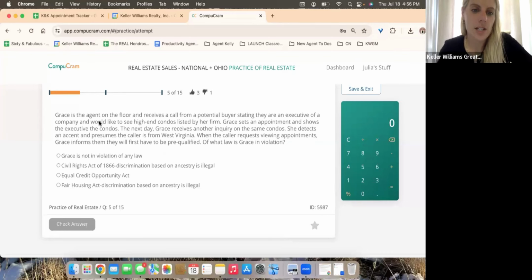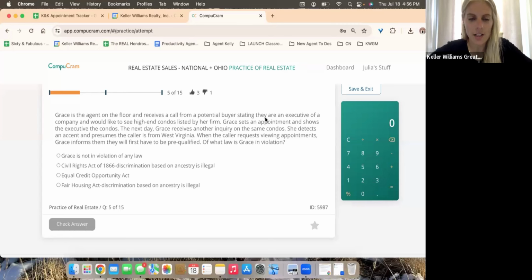Grace is the agent on the floor and receives a call from a potential buyer stating that they are an executive of a company and would like to see high-end condos listed by her firm. Grace sets an appointment and shows the executive the condos. The next day, Grace receives another inquiry on the same condos. She detects an accent and presumes the caller is from West Virginia. When the caller requests viewing appointments, Grace informs them that they will first have to be pre-qualified. Of what law is Grace in violation?